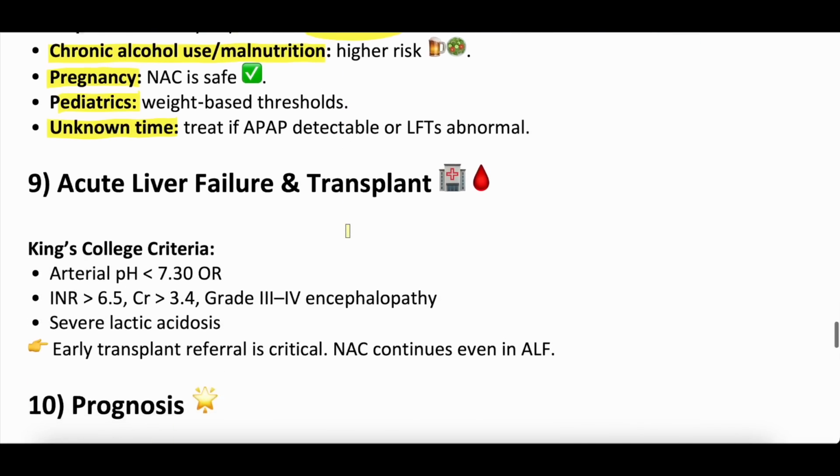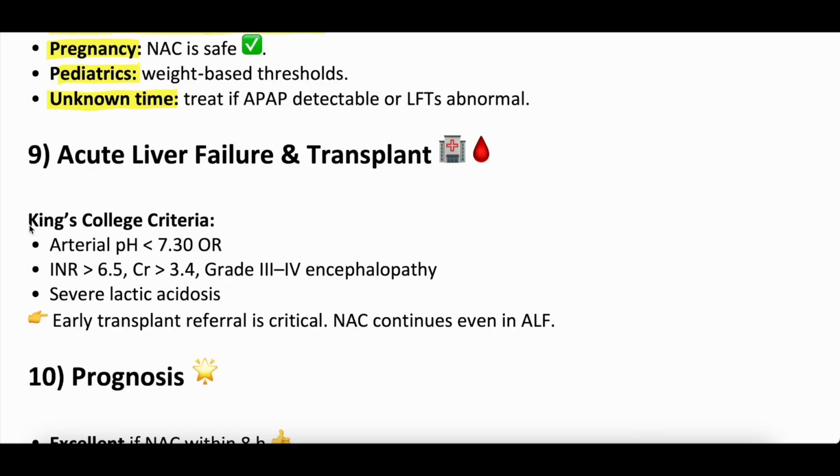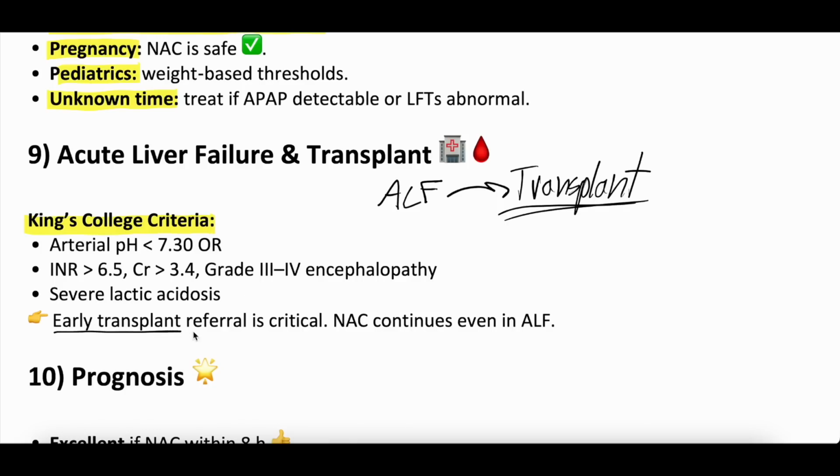So acute liver failure and transplant. We just wanted to shout out the King's College criteria. So as we've mentioned, patients who have acute liver failure from acetaminophen toxicity, many of them need transplant. But how do we predict those that might need a transplant? If you aren't at a liver transplant center, how do you know who you should transfer there? Well, those that need an early transplant referral, the King's College criteria from London studied it and found that anyone with an arterial pH of less than 7.3 or INR greater than 6.5, creatinine greater than 3.4, and grade 3 to 4 hepatic encephalopathy, or severe lactic acidosis.